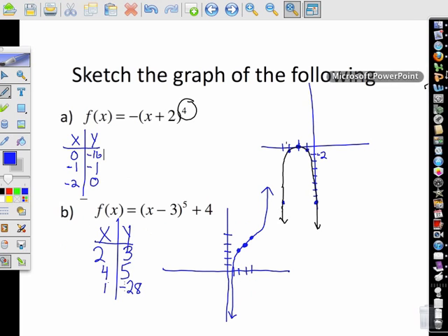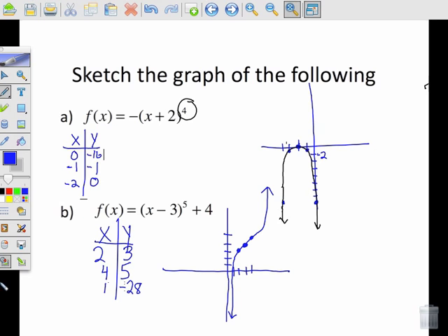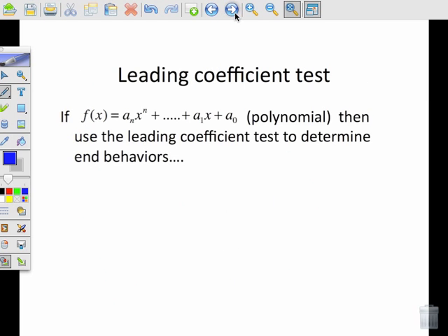In order for us to graph by hand, you can build a table of values. Plot your points, knowing what these curves and parabolas look like. You have to know what they look like in order to sketch them by hand.